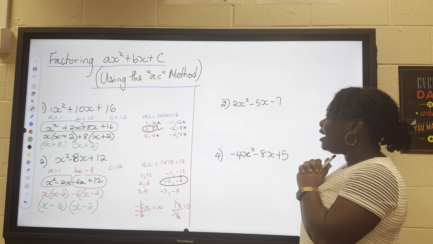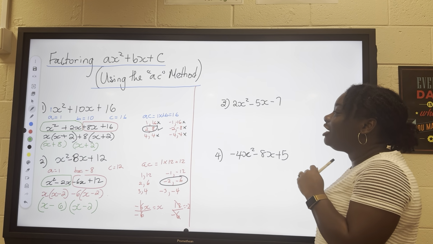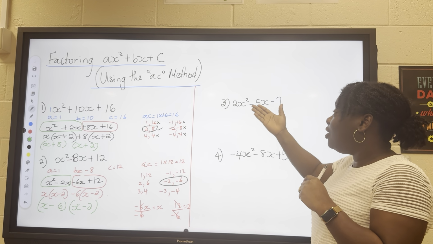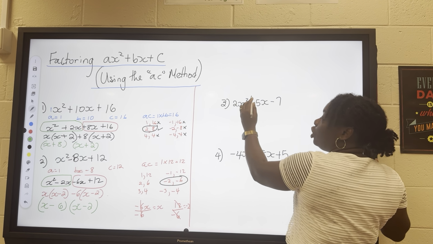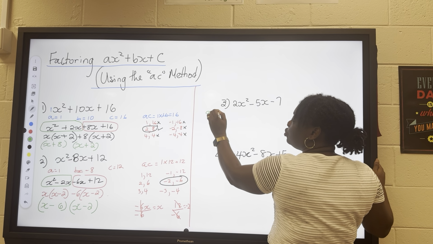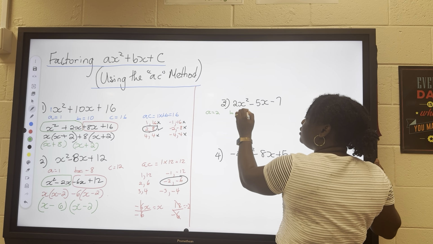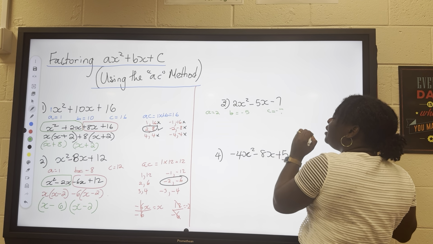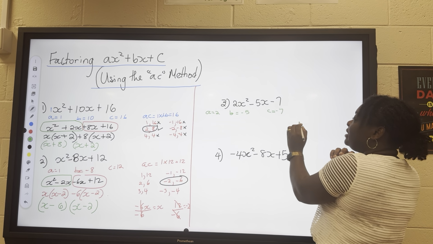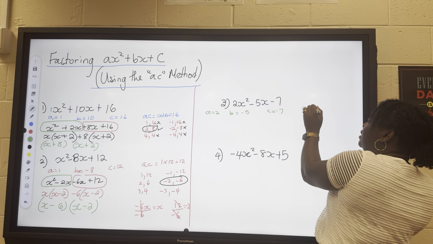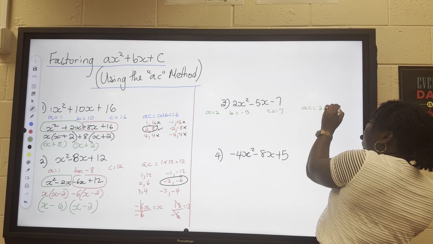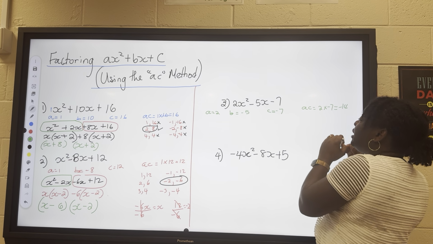Let's dive right into over here. Notice here, though, our coefficient for our x squared is not 1. Our coefficient for our x squared is 2. So A is equal to 2, B is equal to -5, and C is equal to -7. What's my AC? AC is 2 times -7, that's equal to -14.